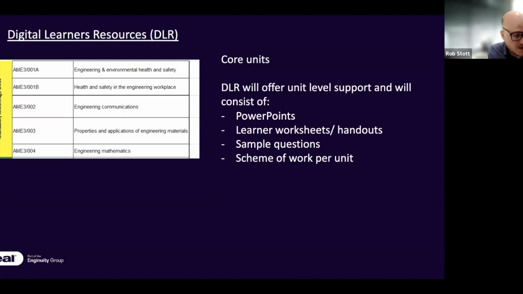We have just started development of our digital learning resources, or DLR package, which will very much support you as centres, your tutors and assessors in delivering this knowledge qualification. What we are developing will be a series of units, 20 units in total, covering the knowledge units and some of the optional units. As you can see on screen, this is from the mandated knowledge units, and as part of that package we will be creating a series of PowerPoint presentations, learner worksheets, learner handouts, sample questions and schemes of work. That will all be relevant to each unit, referenced against the learning outcomes of those particular units.